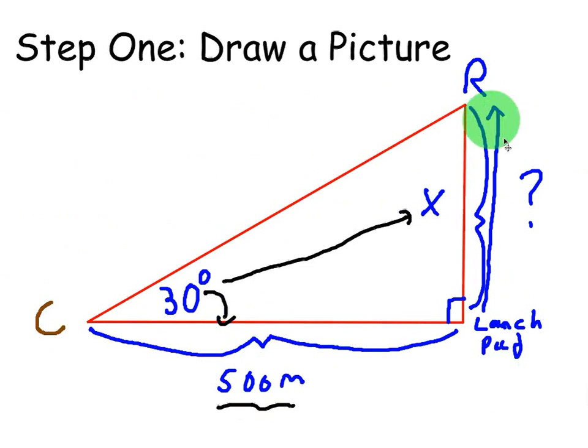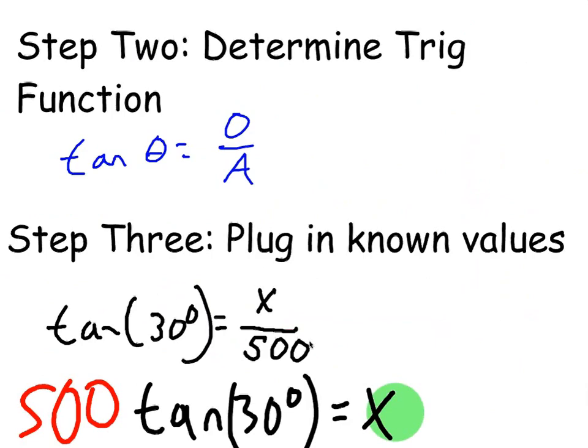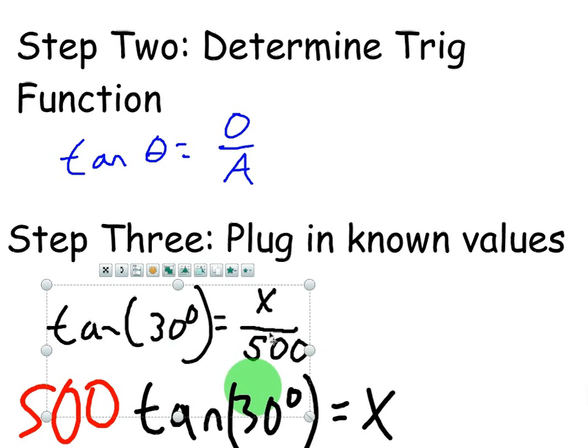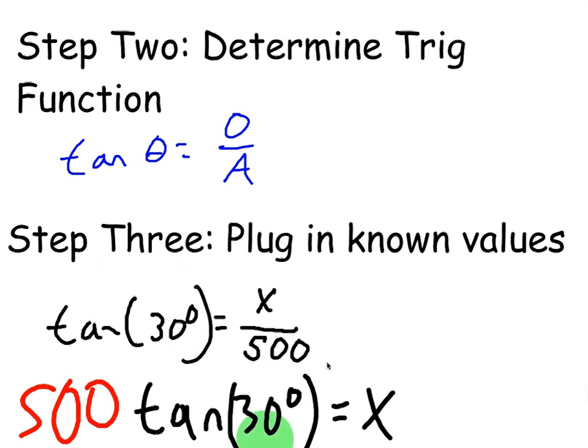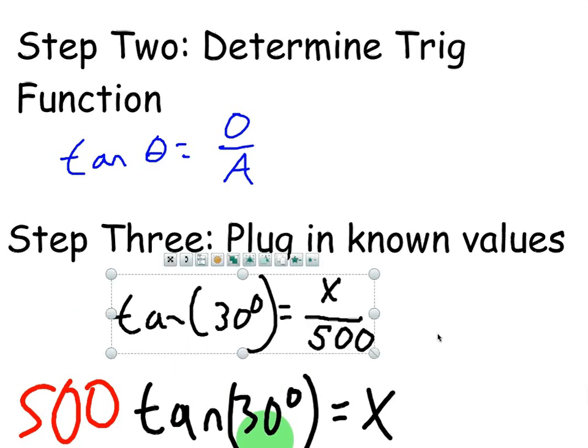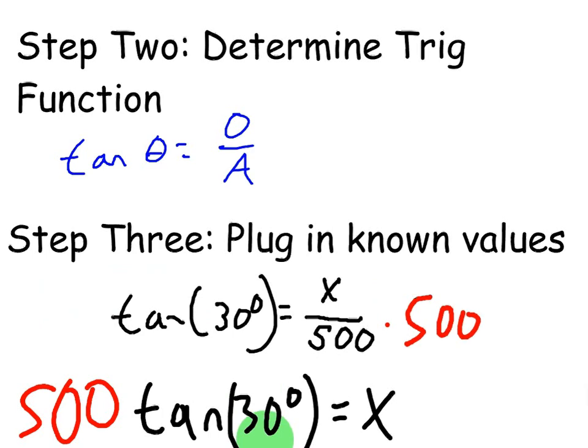Now in this example, we're solving for x. So we're not solving for an angle, we're solving for a length of the triangle. So when you plug it in and set it up, we had tangent 30 equals x over 500. And I asked you guys, how do you get the variable by itself? Well, since the 500 is on the bottom of the fraction, what you have to do is multiply both sides by 500 to get it out of the bottom.